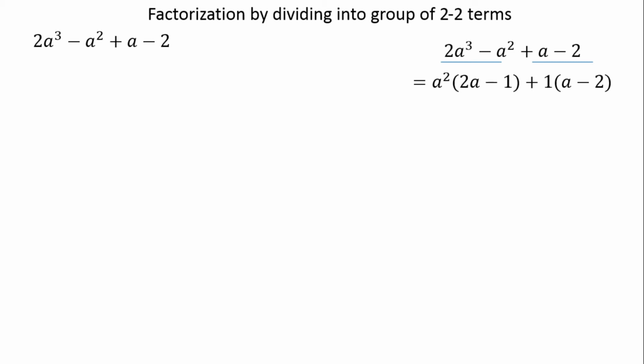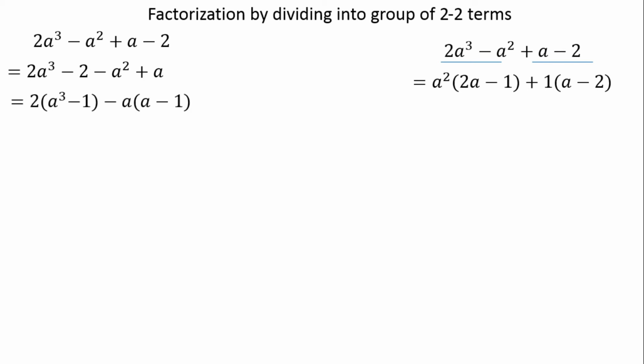Then we have to think and we have to categorize the terms where the expression inside the bracket will be the same, meaning these 2 bracket values will be the same. According to that we have to change the group, or we have to make the group of 2 terms. So I have divided this one into 2a cube minus 2 and minus a square plus a into 2 groups. So let's see what happens next.